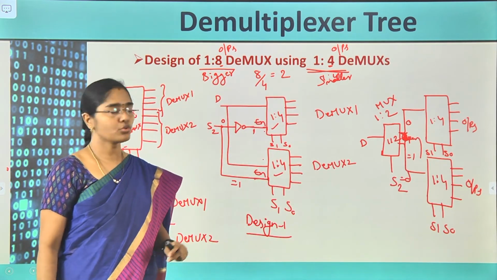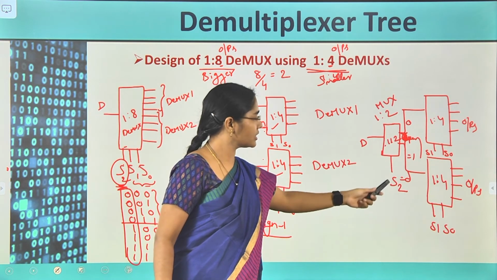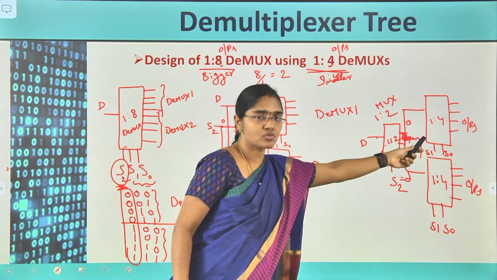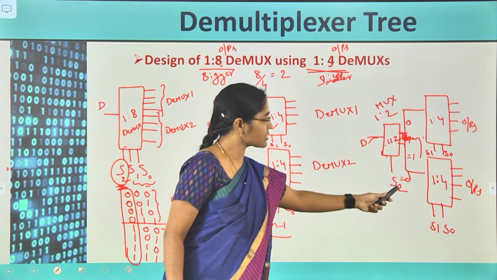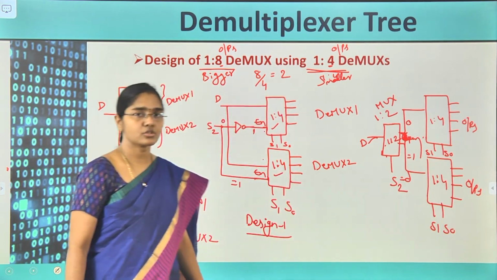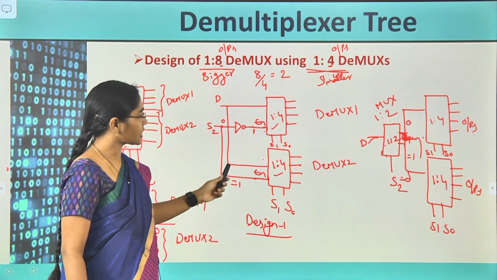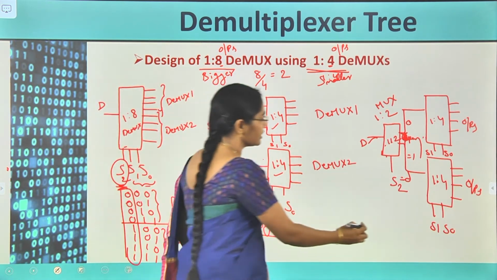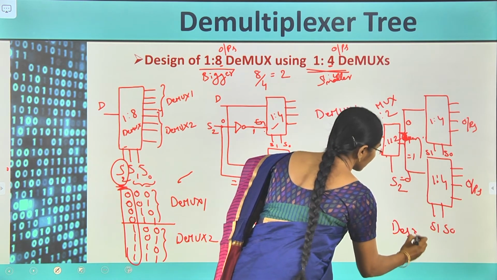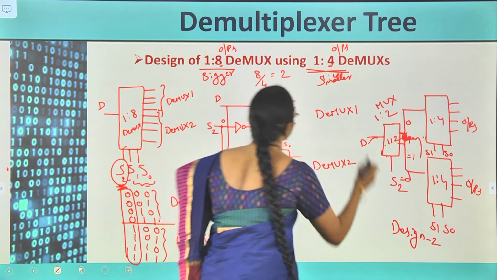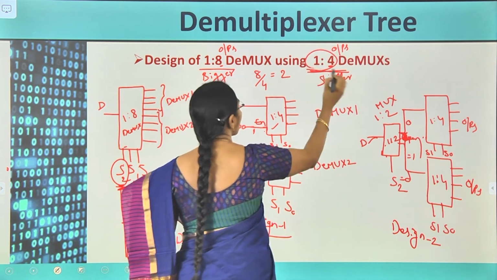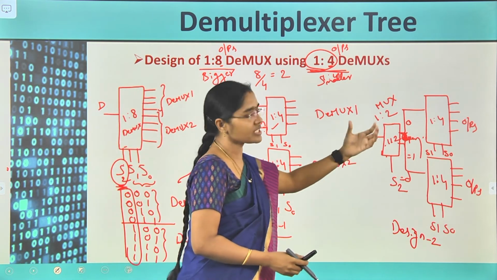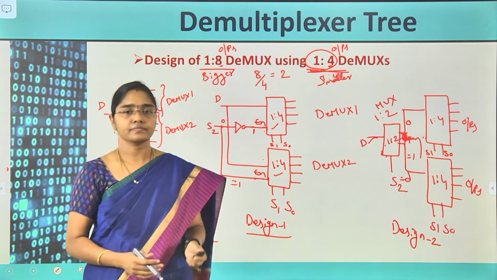Okay, the 1:2 demultiplexer is used with S2 as the selection line, and D will be connected to DMUX1 when S2 is equal to 0, and to demultiplexer 2 when S2 is equal to 1. So instead of using this NOT gate, we can use a 1:2 demultiplexer also. So, design 1 and design 2. If the question gives only 1:4 demultiplexers, then this is the answer, and if it gives 1:4 and 1:2, then this will be the answer.